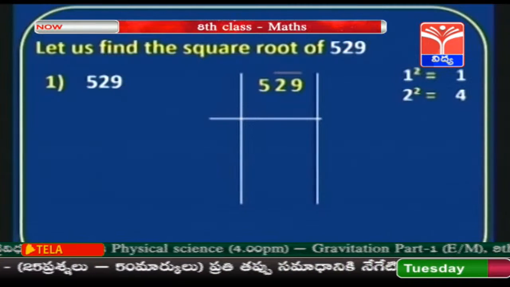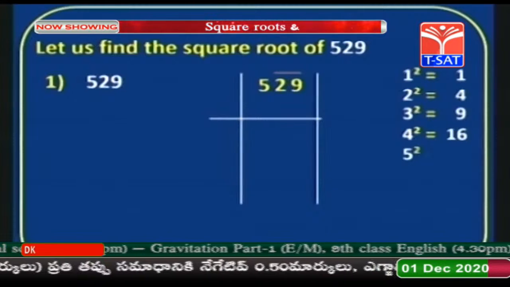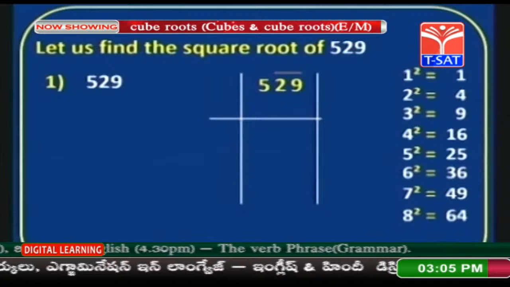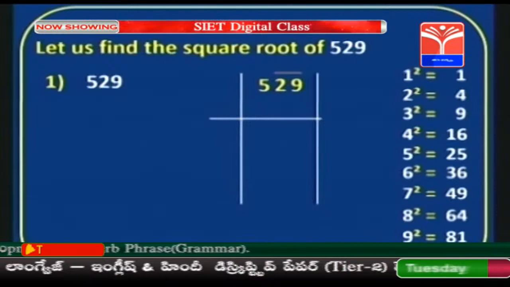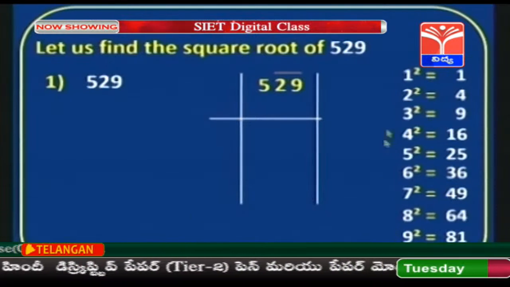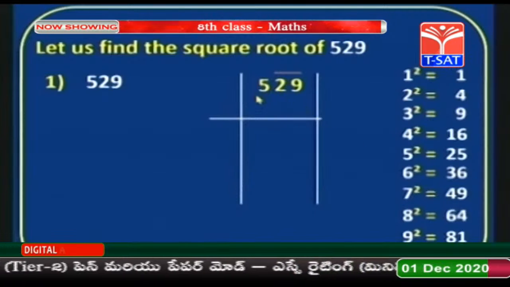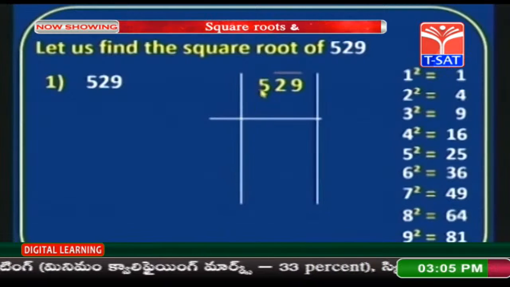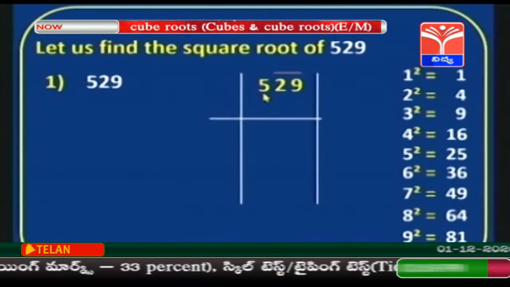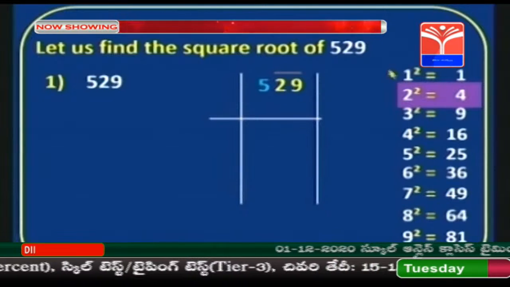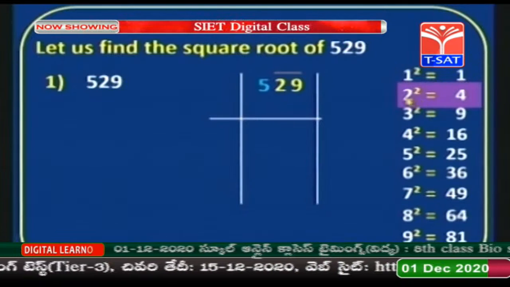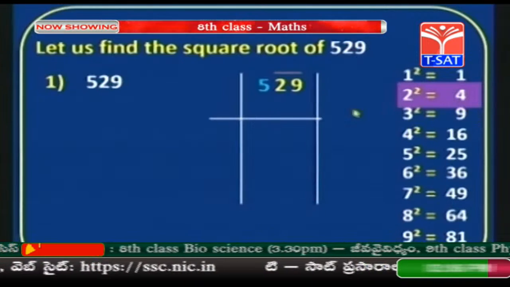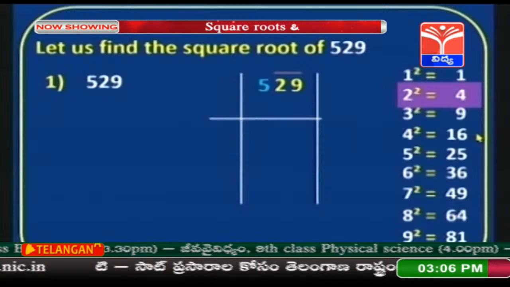Now 1 square is 1, 2 square is 4, 3 square 9, 4 square 16, 5 square 25, 6 square 36, 7 square 49, 8 square 64, 9 square 81. You have to know these squares perfectly and look at the first single digit or the group. Here we do not have a group, so we have to look at the single digit. What is the single digit here? 5. So if I take 1 ones, it will become 1. If I take 2 twos, it will become 4. If I take 3 threes, 9. As 9 is greater than 5, I should not take 3 into 3.